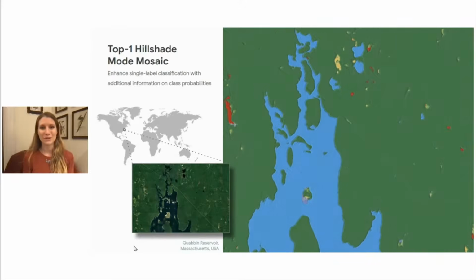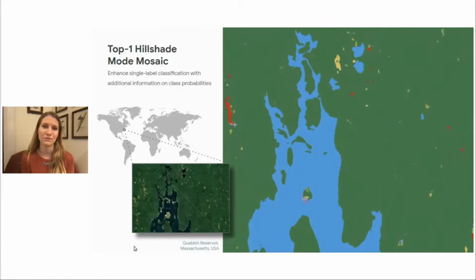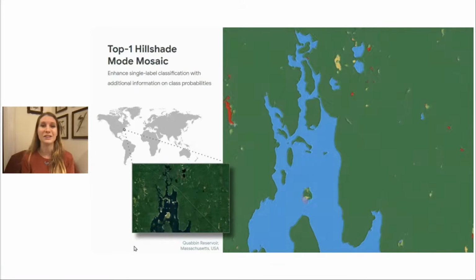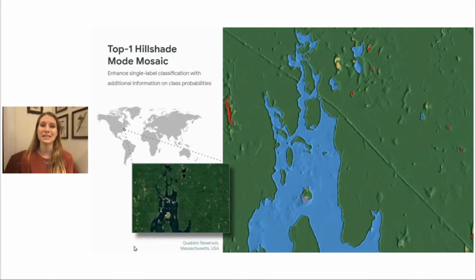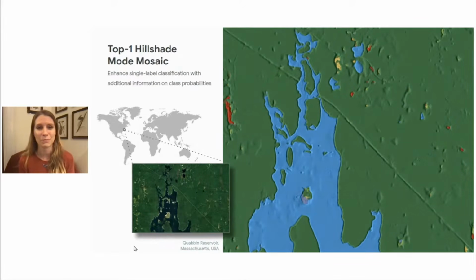So where you would normally see this kind of flat forest and water landscape, we start to see details like the power line corridor that cuts through the forest, as well as that transition from the forest and water edge, where the model's not so confident in that top label. And so seeing this uncertainty really adds a lot of context to the way we're interpreting results.